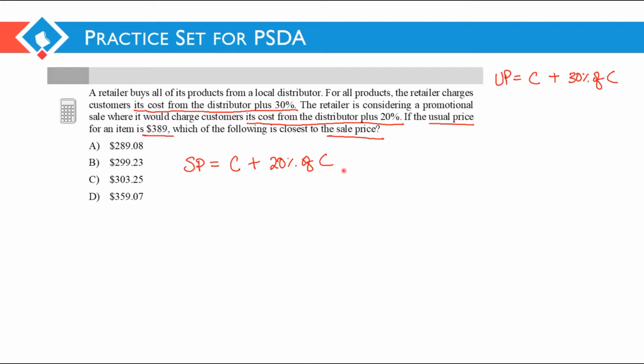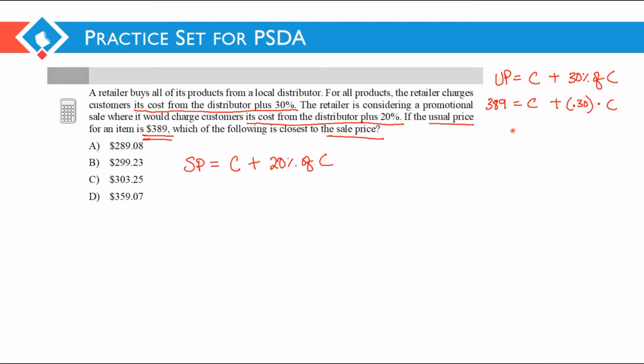And now we basically have the setup that we need. All we need to know is one of these, either the usual price or the sale price, and we can figure out the other, because once we know one of them, we'll have two variables and two equations essentially. So they tell us that the usual price of the item is $389. So $389 is equal to cost plus, and I'm going to write this as a mathematical expression, 30% becomes 0.30, of becomes multiply, and C stays as C.